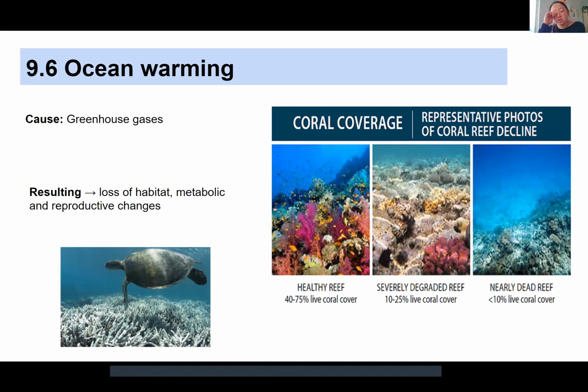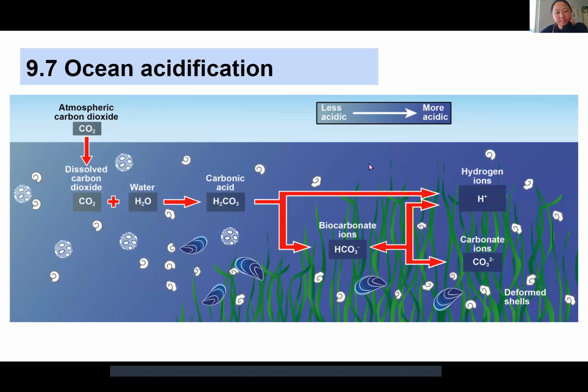And so when the ocean warms more and more, the corals degrade, right? You can see healthy coral here, severely degraded coral, and nearly dead coral. And we'll talk about that in a second with ocean acidification. So, big, long image, but ocean acidification: we just talked about how the increase of greenhouse gases in the atmosphere leads to ocean warming. It also leads to acidification.